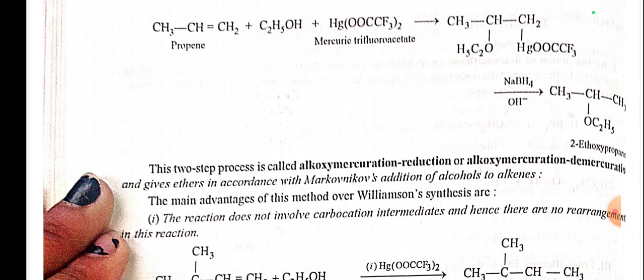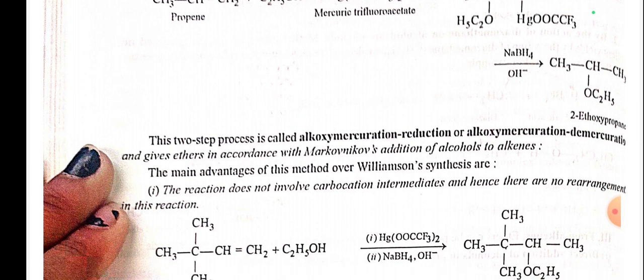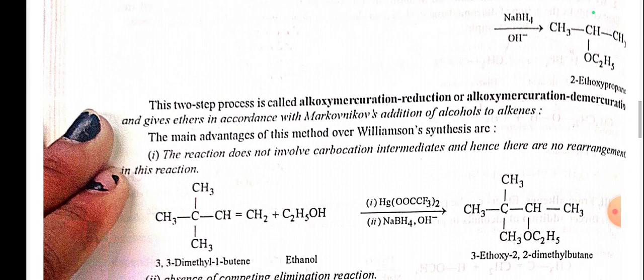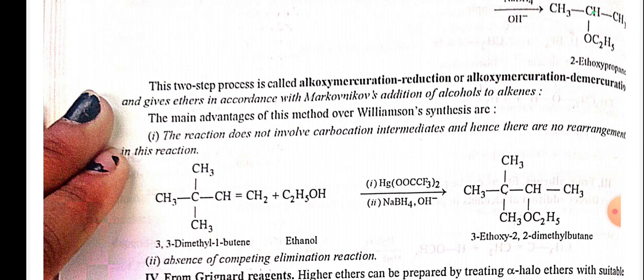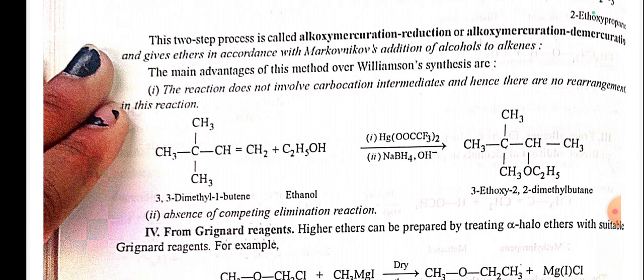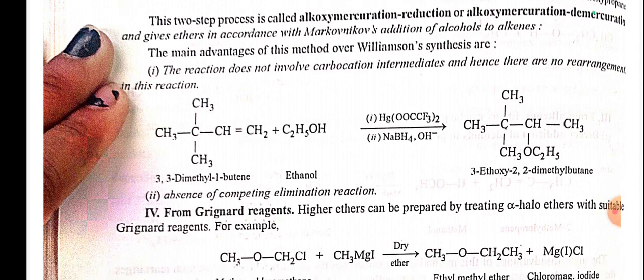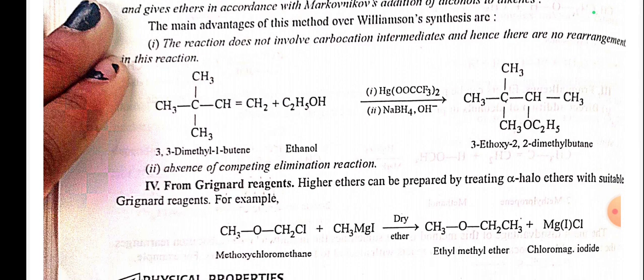2-ethoxypropane. This two-step process is called alkoxymercuration reduction or alkoxymercuration demercuration, and gives ethers in accordance with Markovnikov's addition of alcohol to the alkene. The reaction does not involve a carbocation intermediate, hence there is no rearrangement in this reaction. 3,3-dimethyl-1-butene plus ethanol gives 3-ethoxy-2,2-dimethylbutane. Absence of competing elimination reaction.